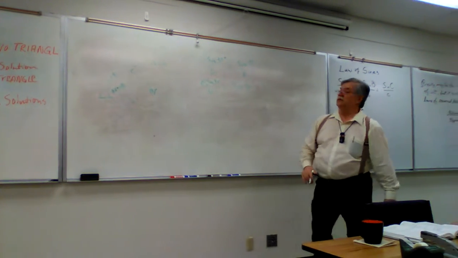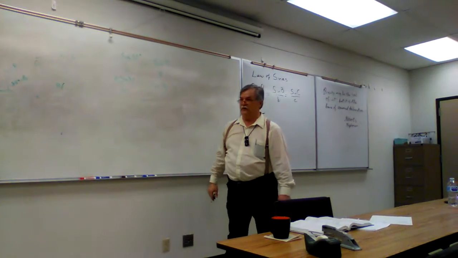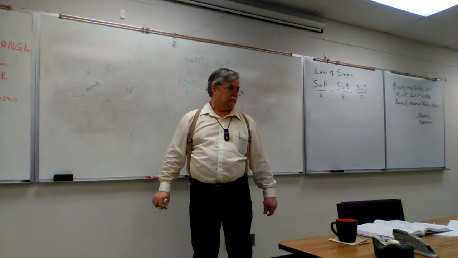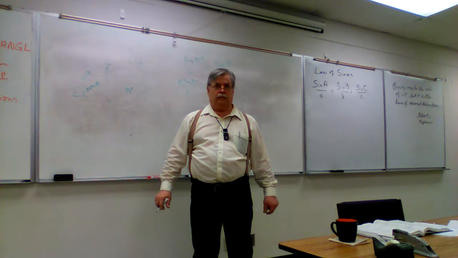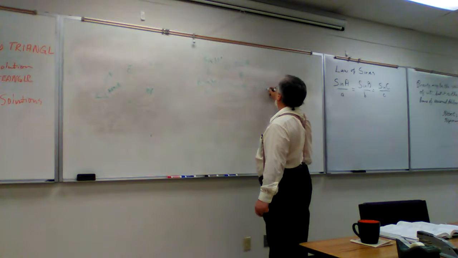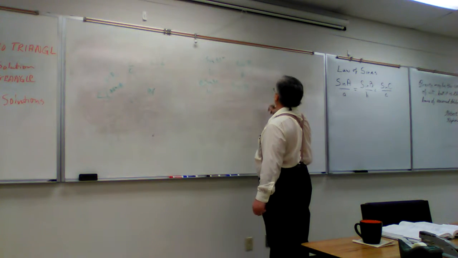So, what is 6 times the sine of 35? 0.76.